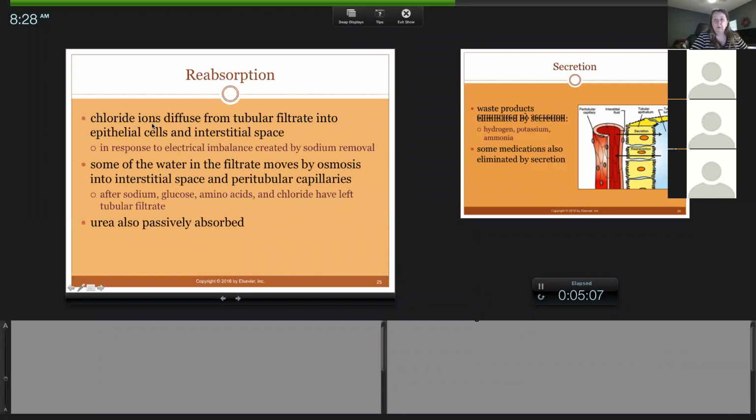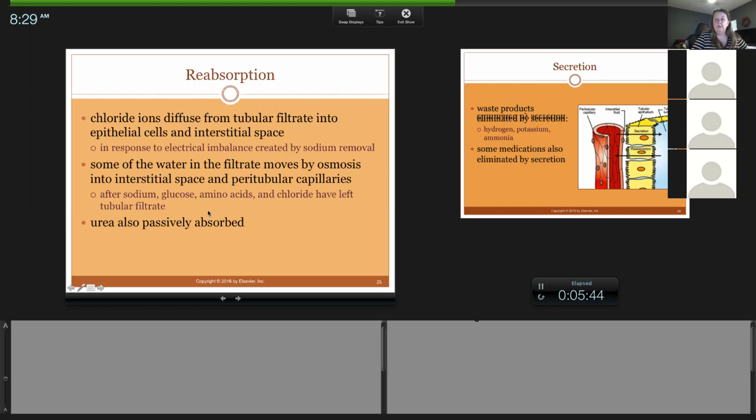Chloride, another one of our electrolytes, will diffuse from the tubular filtrate into the interstitial space, and it will move, but it is also in relationship to sodium, the way sodium moves other items. But one thing I want to also say is that some of the water moves by osmosis into the space in the peritubular capillaries. So basically, after sodium, glucose, amino acids, and chloride have left, water can move the other way.